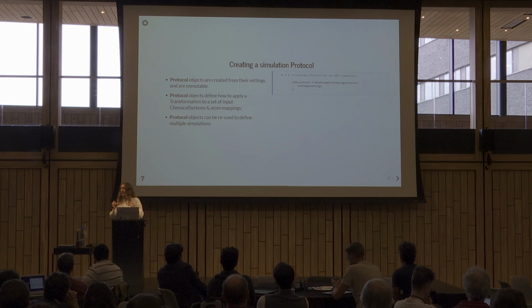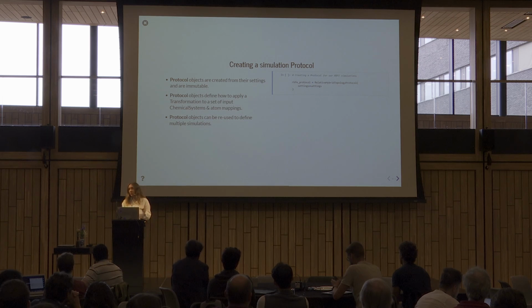Now we have defined our settings. We are confident that those are the ones that we want to use, and we feed them back into our relative hybrid topology protocol. And this protocol itself then takes the settings and becomes immutable. And this protocol we can then reuse within our network for all our different transformations.